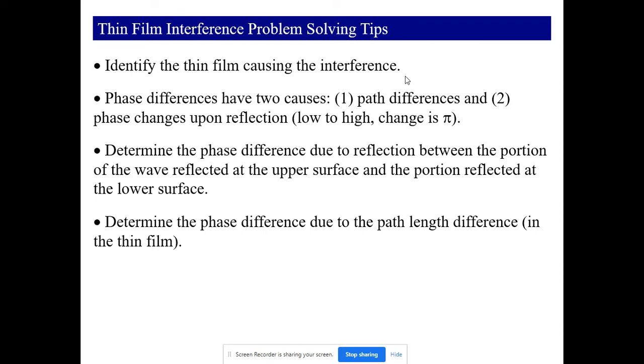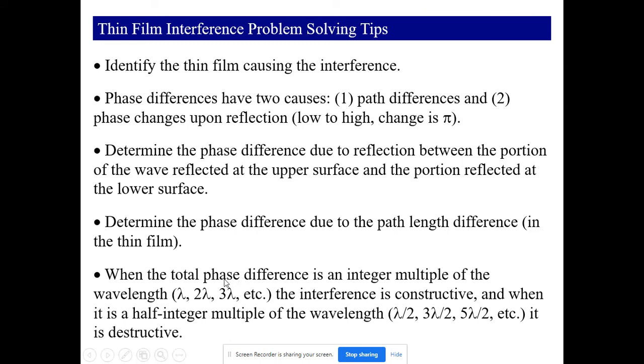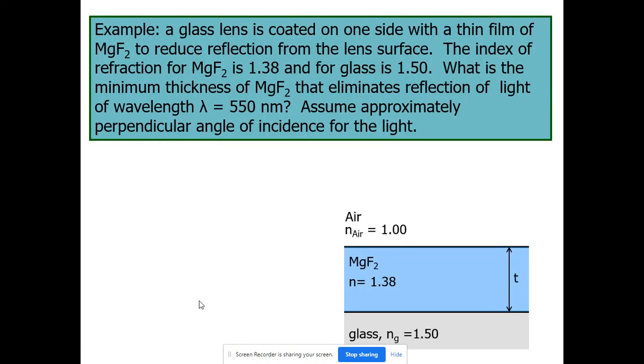One is due to the surface, and the second is due to the path length, which is traveled more by one of the rays. Then we consider the total phase difference. If the total phase difference is an integer multiple, then we will have constructive interference. If the total phase difference is a half integer multiple, then we will have destructive interference.